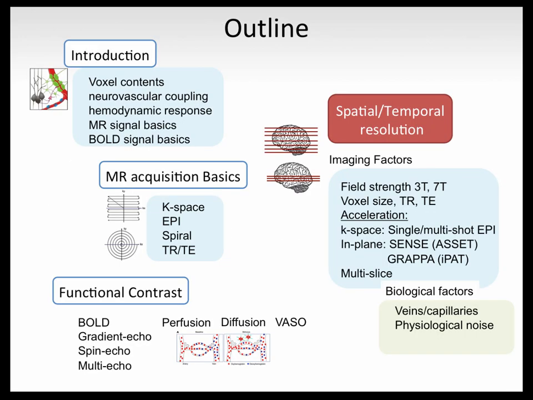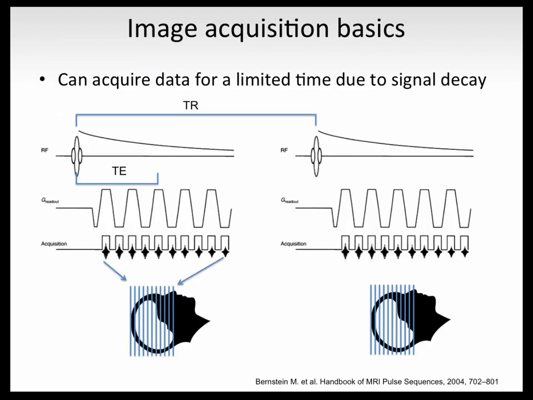Now I'm going to move on to things that affect the spatial and temporal resolution trade-offs. I'll reiterate that you have a really short period of time because the signal is decaying, so you only have that set period where you can acquire your signal. If you don't get everything you're interested in, you can wait and try to acquire it again, exciting the data again.